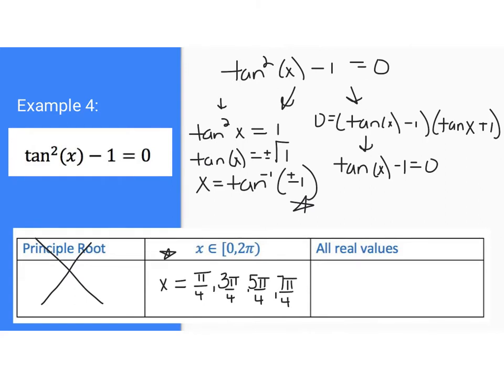Now we need to look at our unit circle, I think, in order to help us figure out what that's going to look like for all real values. So now that I've looked at the unit circle, I can answer this question a little bit differently than before. We're going to have our first answer plus pi over 2 k, because each of our values are exactly 90 degrees apart on the unit circle.